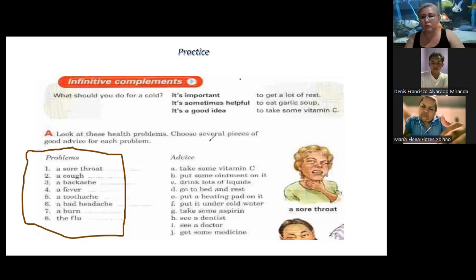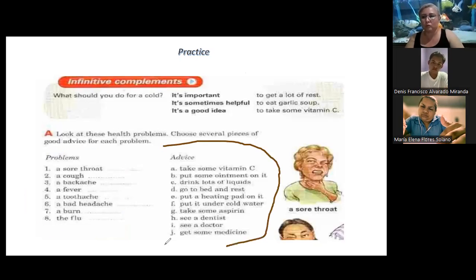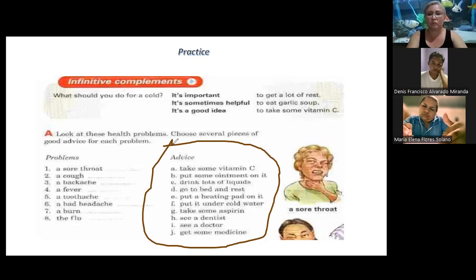Take some vitamin C. B, put some ointment on it. C, drink a lot of liquids. D, go to bed and rest. E, put a heating pad on it. F, put it under cool water. G, take some aspirin. H, see a dentist. I, see a doctor. J, get some medicine.